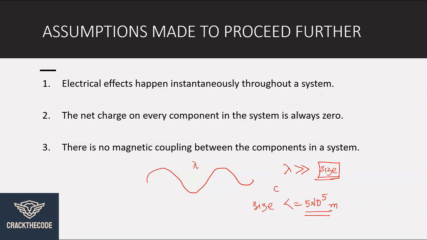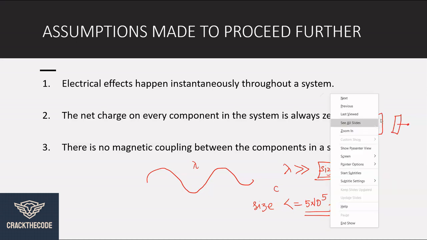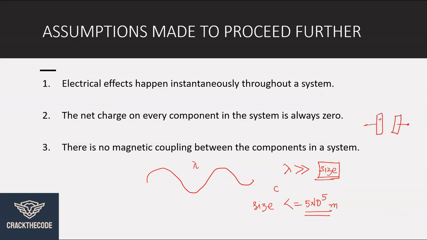Next is the net charge on every component in the system is always 0. Even if you're confused about capacitors, a capacitor always has a positive and a negative charge, and together as a system, the net charge is always 0. Therefore, this doubt can also be ruled out.